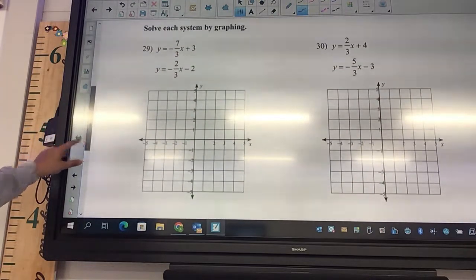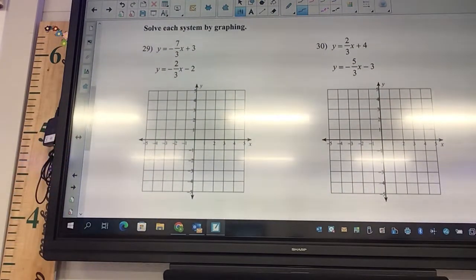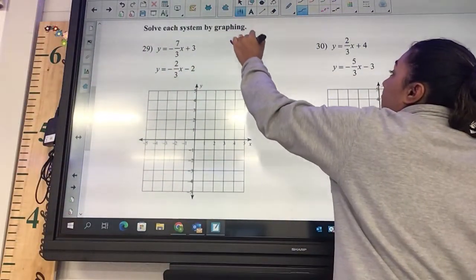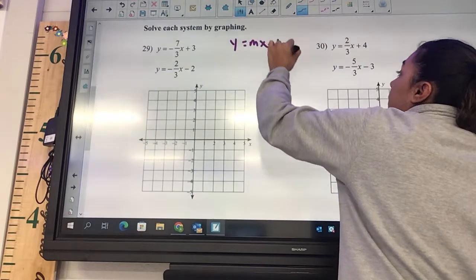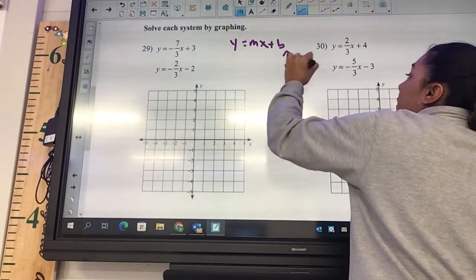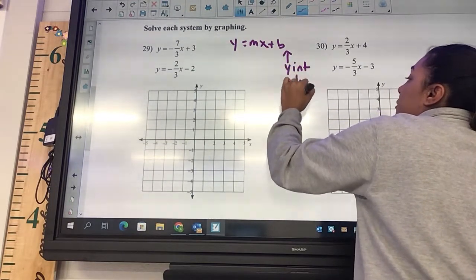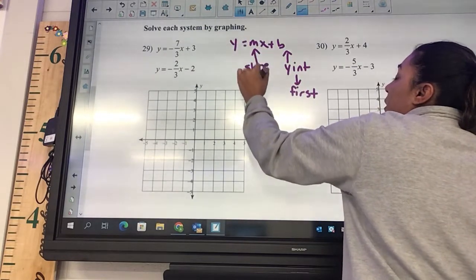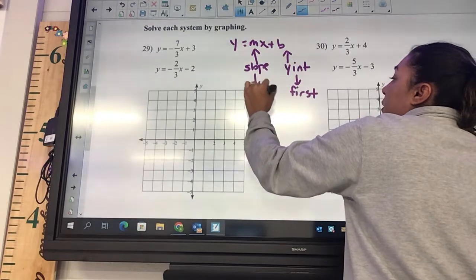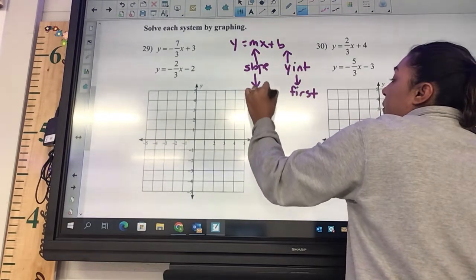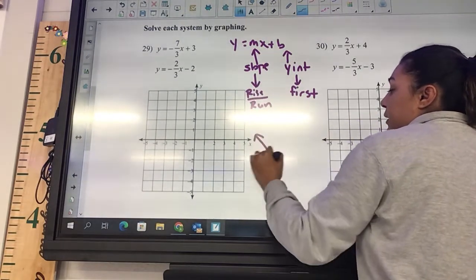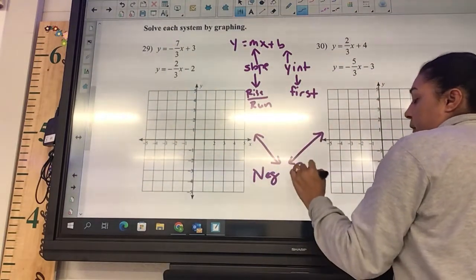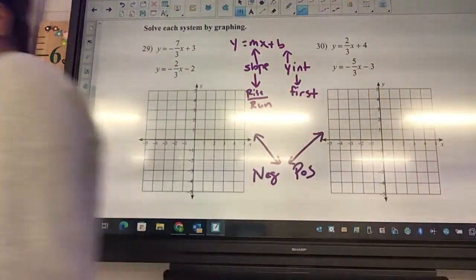Okay, 29 says solve by graphing. So we graph like y equals mx plus b. This is our y-intercept, and we got to do this one first. Okay, and this is our slope, and we do rise over run. And then lastly, you got a negative slope and a positive line. Positive slope. Okay.